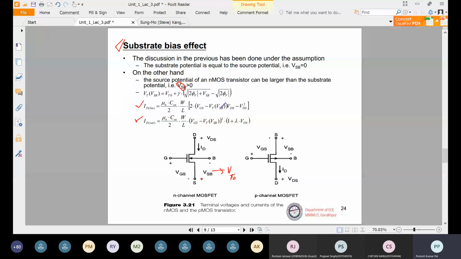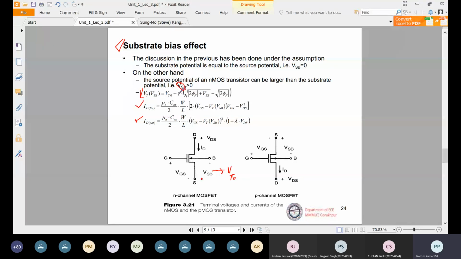So in whatever current equation we have seen, instead of writing only VT0, we will be changing it to VT with respect to, in bracket, VSB. This indicates the VT variation with respect to VSB. And this variation is given by the final expression of the threshold voltage. So threshold voltage with respect to VSB will be given by VT0 plus gamma.